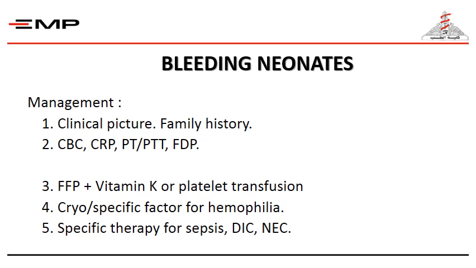For diseases like hemophilia, usually we give the specific factor missing, like factor 8 or factor 9, or cryoprecipitate, and specifically treat the underlying cause like sepsis with antibiotics, DIC, or necrotizing enterocolitis. And this subject will be covered in more depth in the hematology lecture.